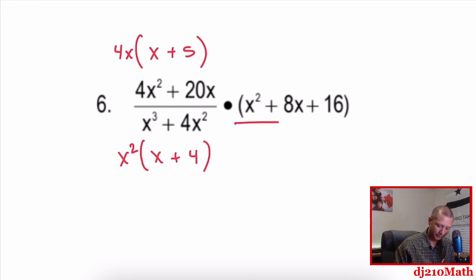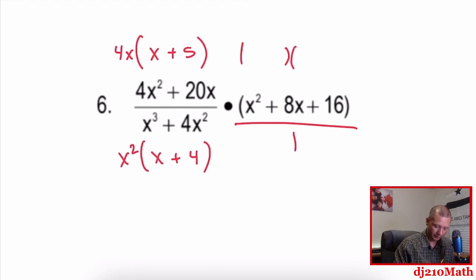Right-hand side, again, it's over 1. Two numbers that multiply to make 16 that add up to 8. 4 and 4. And they're both positive, so that's good. x plus 4, x plus 4. Okay, everything's fully factored.